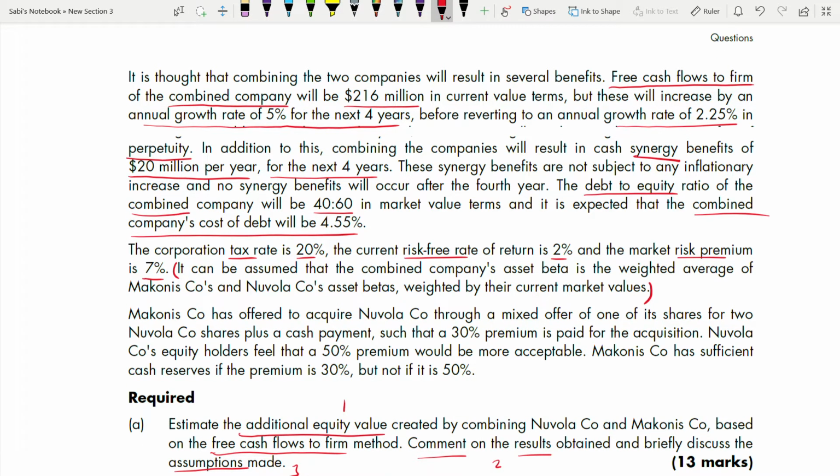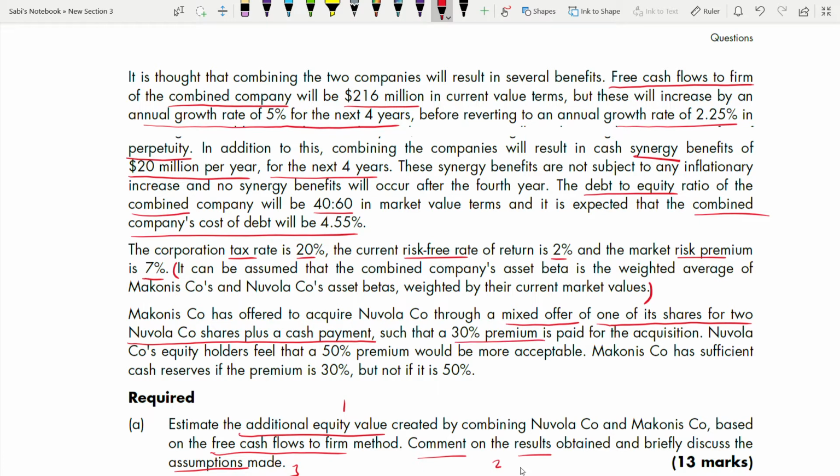Coming to the last, Makonis has offered to acquire Nuvola through a mixed offer of one of its shares for two Nuvola shares plus a cash payment, such that a 30% premium is paid for the acquisition. Okay, what was it? It's a mixed offer, first of all. One of its shares for two Nuvola shares plus a cash payment, such that a 30% premium is paid for the acquisition.